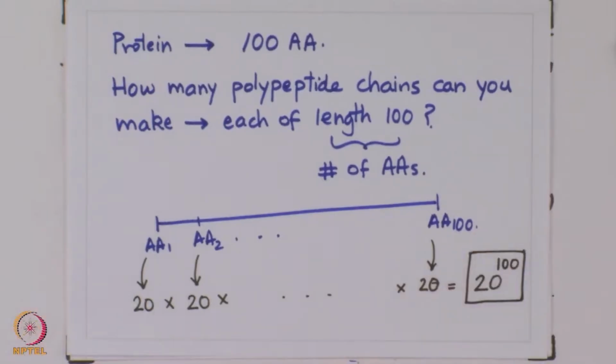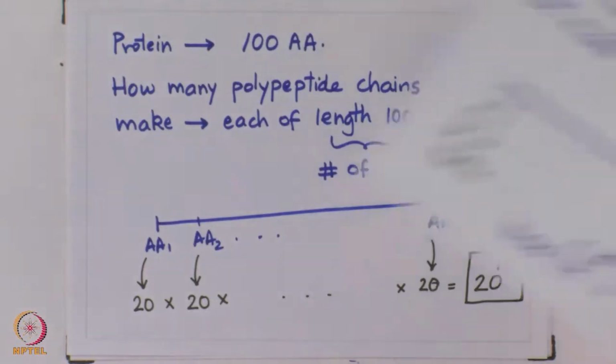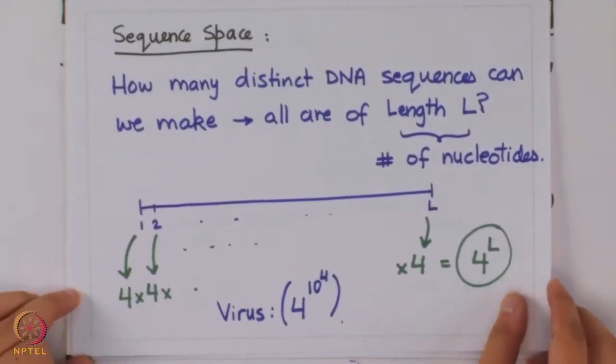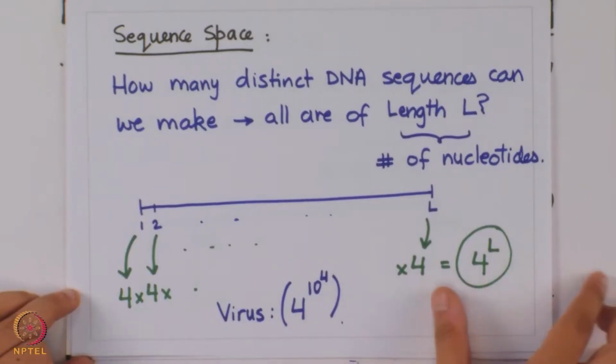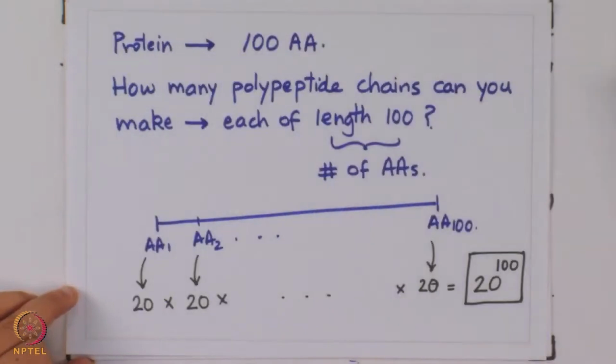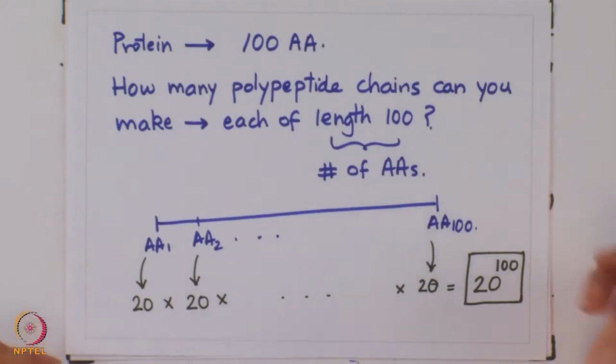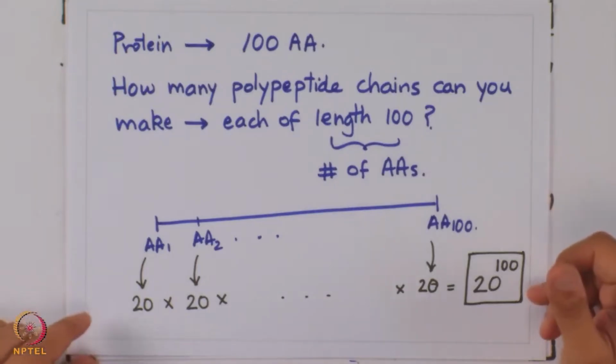Okay. These are very, very large numbers. So, the number of sequences possible, equivalent to the length of the simplest organism that we know, is 4 to the power 10 to the power 4, and the number of polypeptide chains for even a smallish protein of length 100 is astronomical. This is a very, very large number.